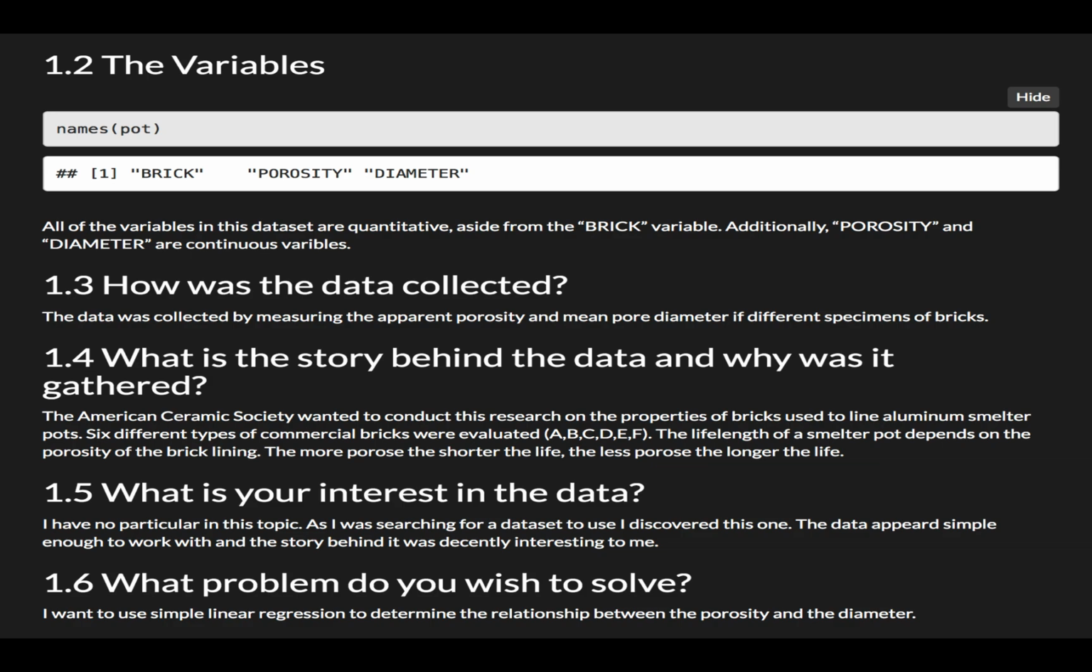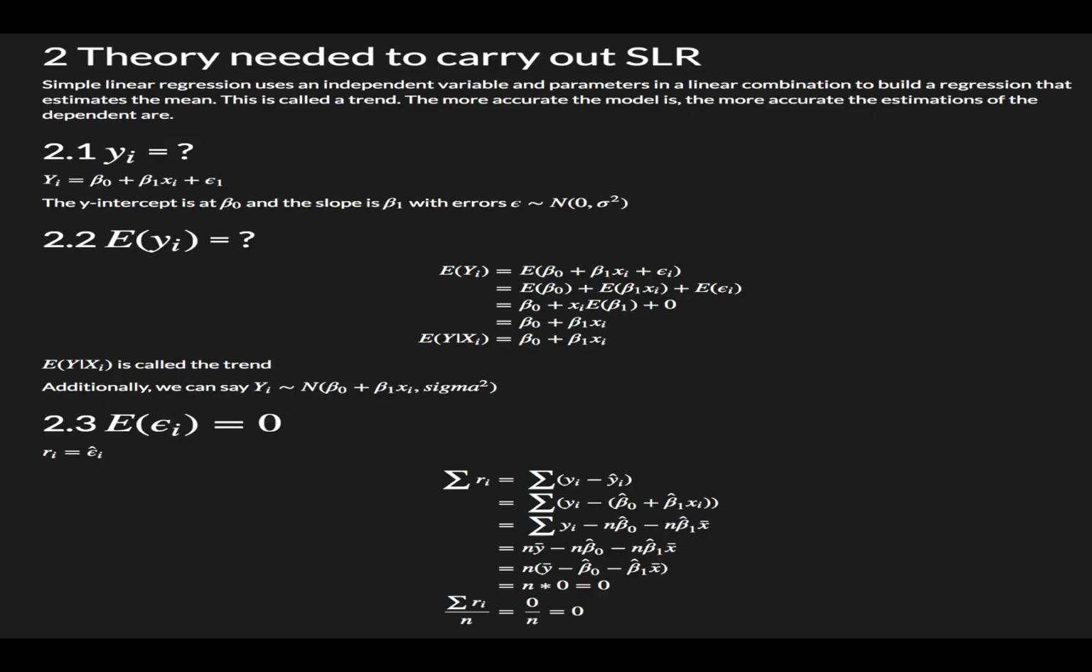They say that the higher porosity of these bricks leads to a shorter life length of the brick and the aluminum pot itself, and vice versa. While this is all well and good, what I am here to determine is whether or not there is a linear relationship between porosity and the diameter, which I will be using simple linear regression to determine. But before I can get there, I need to first dive into the theory behind simple linear regression.